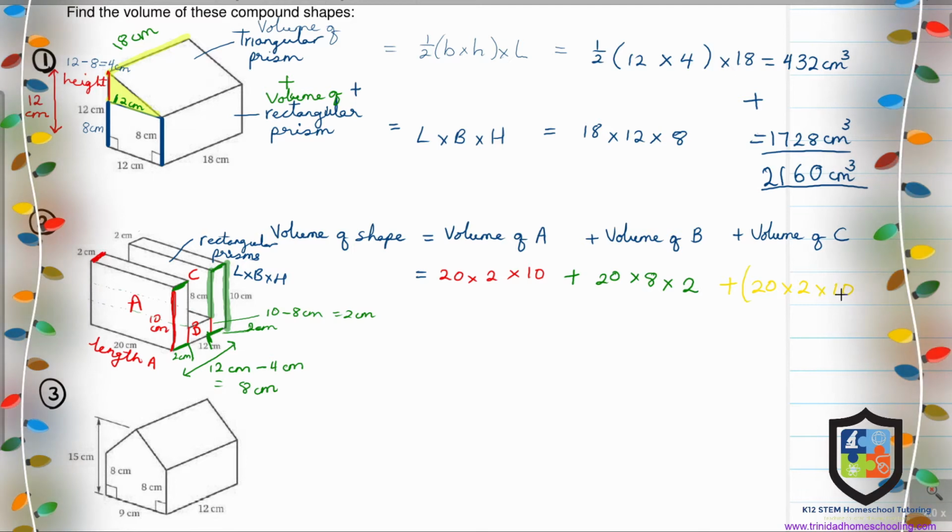Alright, so we're adding this, and then we're adding this, and then we're going to add this. Alright, so let's work them out and add them up. So 20 by 2, that's 40, multiplied by 10, that is 40 with a 0, which is 400. Now this is the same shape as that, so I'm going to put 400 there one time.